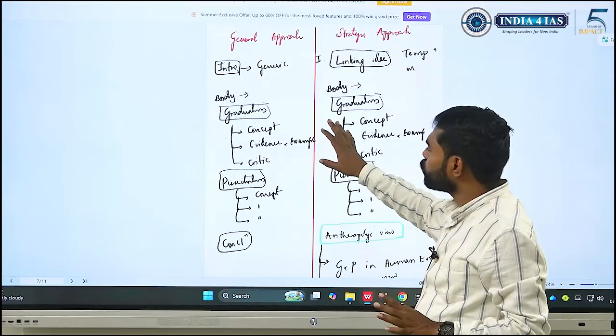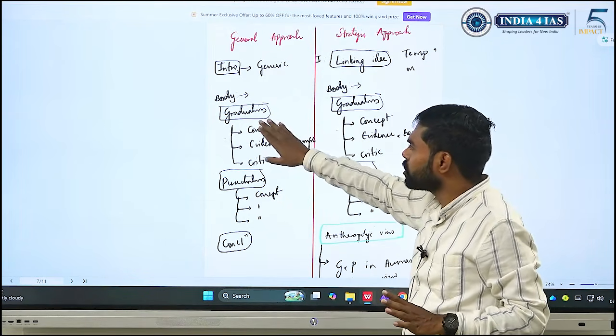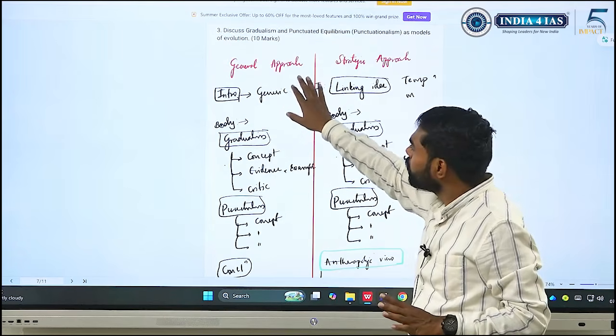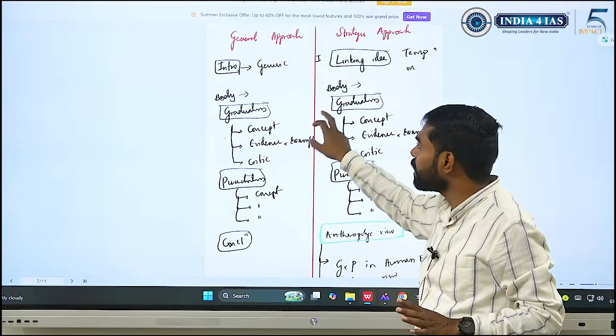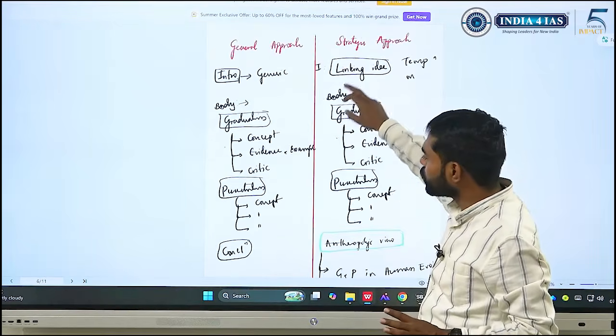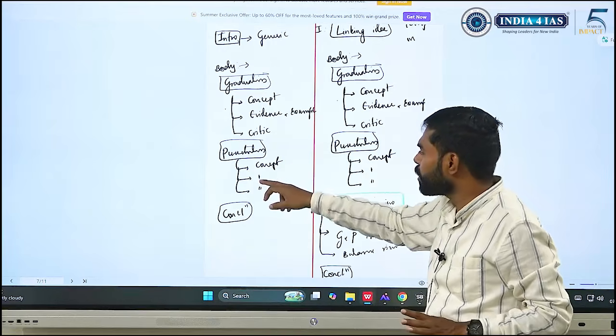So the approach is simple. The general approach is here. There will be an introduction, then we break this into two parts: gradualism with its concept, evidence and example, and like the same concept here. In mosaicism, what we used: concept, evidence, example, and its critique. So same parts here, and conclusion.